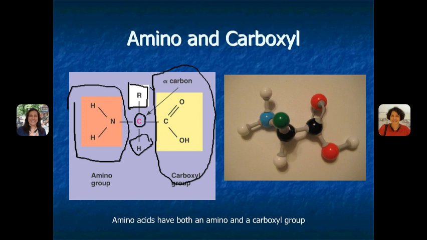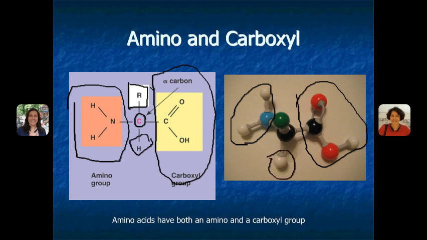We see that same amino acid represented here in a model. So here is the carboxyl group, here is the amino, and the hydrogen atom, the alpha carbon, is over here, and then the green ball represents the R group, and the R group can be a lot of different things. That is what makes each amino acid unique and different from the other amino acids.